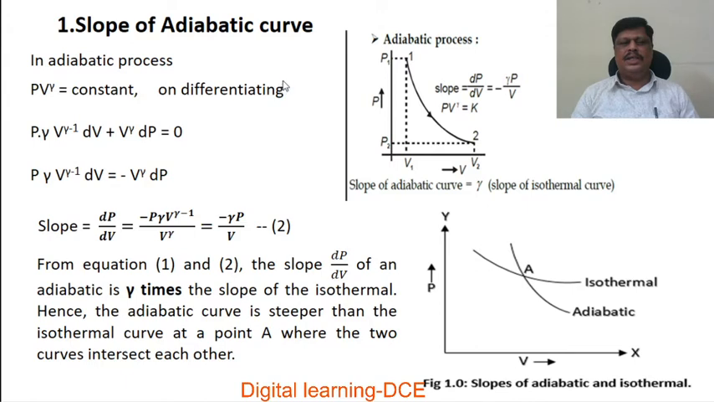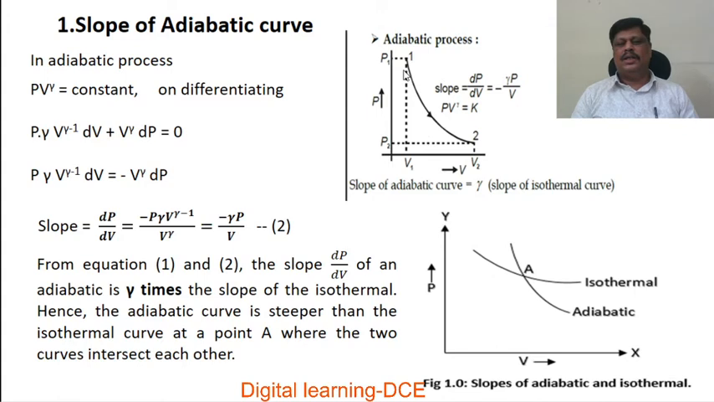Next, what is the slope of the adiabatic curve? We all know that in the adiabatic process, heat neither enters the system nor leaves the system. That is, dQ is equal to 0, but there is a change in pressure, volume and temperature. Let us consider the adiabatic process changes from state 1 to state 2, and it is represented by this curve. So, this curve represents the adiabatic curve.